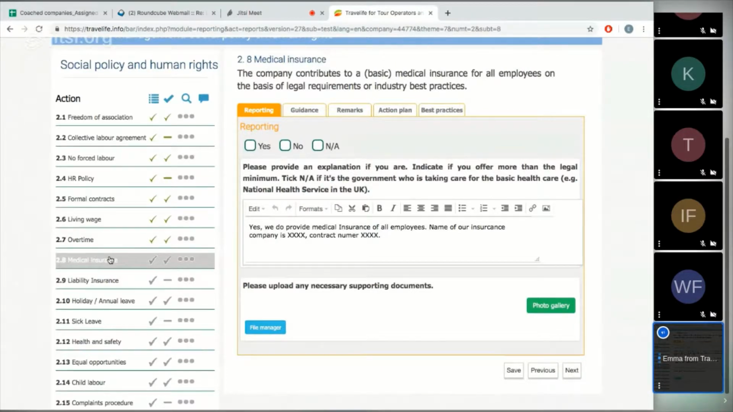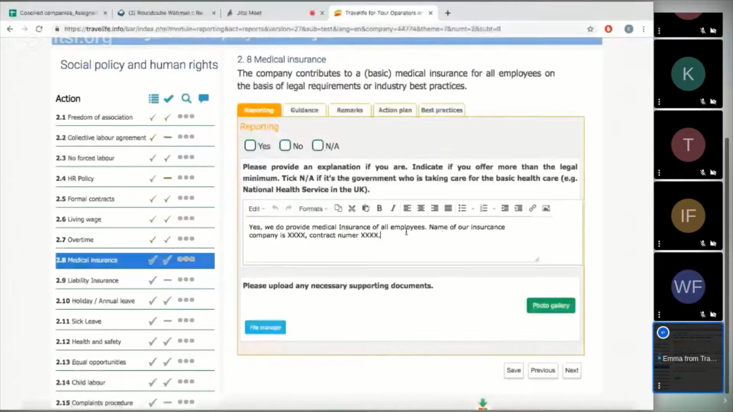Regarding medical insurance, the company contributes to basic medical insurances for all employees on the basis of legal requirements or industry best practices. So you can explain if you contribute to basic medical insurance. However, in some cases, the government is taking care of basic healthcare, for example, in the UK. And in that case, you can tick NA and answer here that the national government is providing health service. Otherwise, please indicate the name of your insurance company and your contract number.